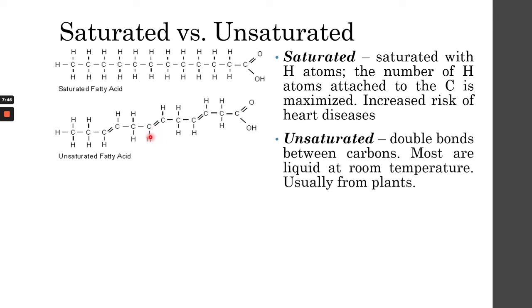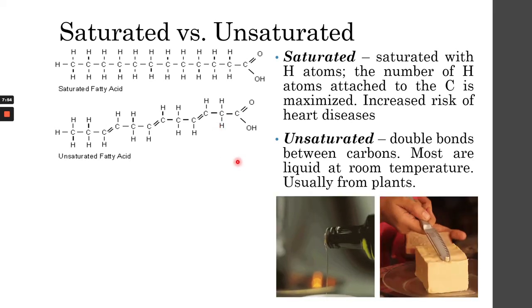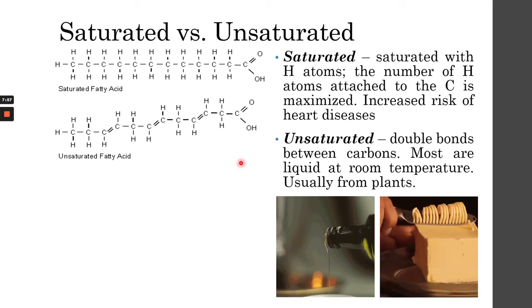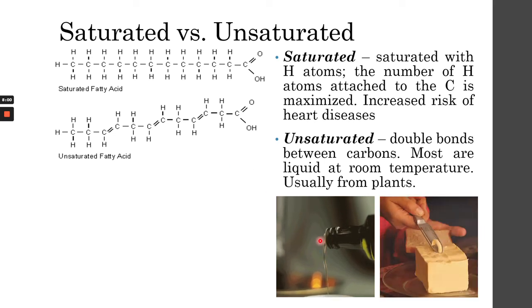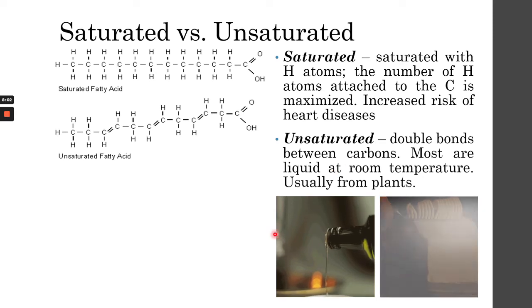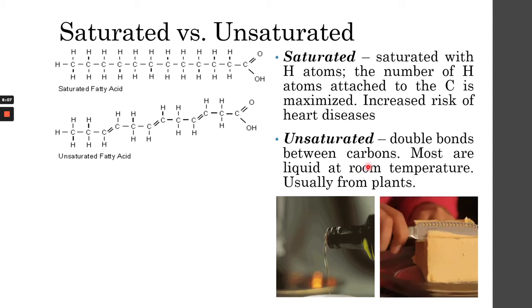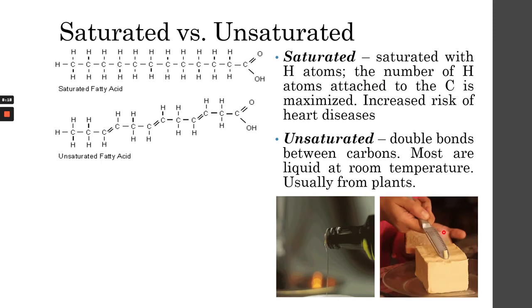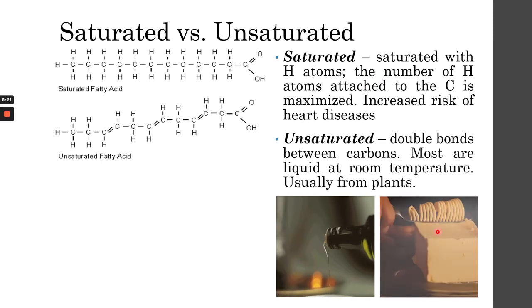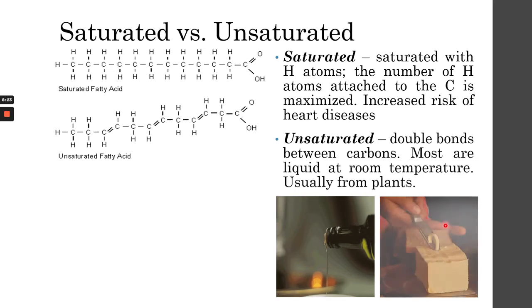And the good thing about these is they are actually liquid at room temperature and they usually come from plants. I'm pretty sure you guys are familiar with canola oil, vegetable oil, olive oil. All of those are unsaturated fats, because they come from plants, but also because they are oils that are liquid at room temperature, as opposed to saturated fats that usually come from animals, such as butter. Butter comes from milk, which comes from cows, and these are fats that are saturated.